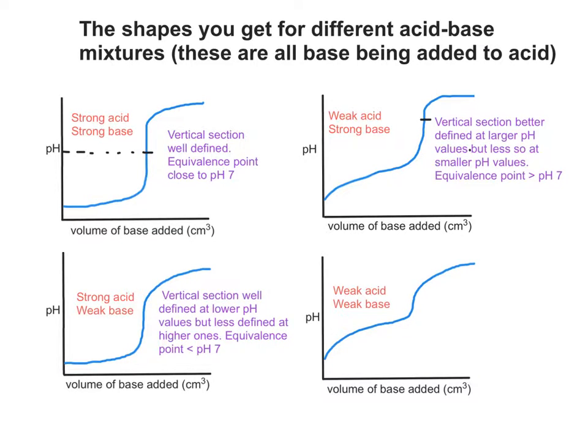With a strong acid and weak base, it's the other way around. The vertical section is well defined at lower pH values but less defined at higher ones. The equivalence point is less than pH 7. And with a weak acid, weak base pH curve, the vertical section is poorly defined in all pH ranges. So the equivalence point exact pH value is very difficult to work out from this particular curve.